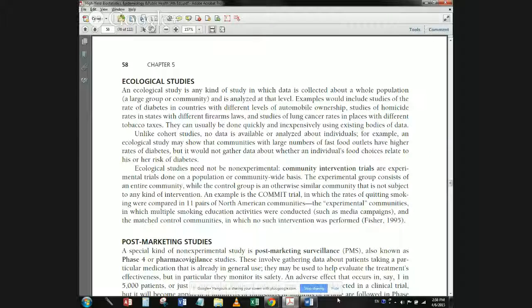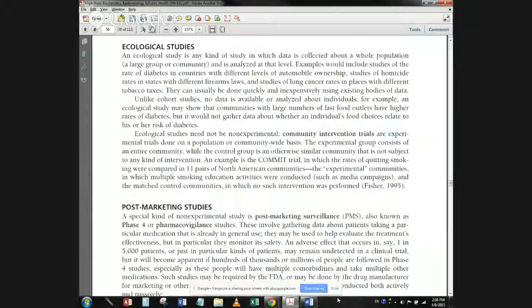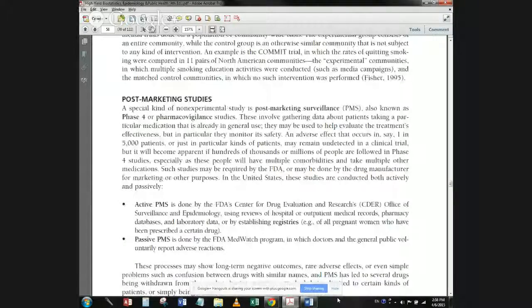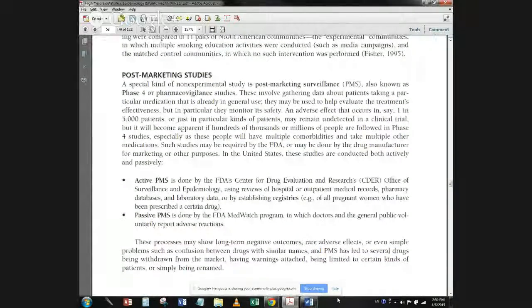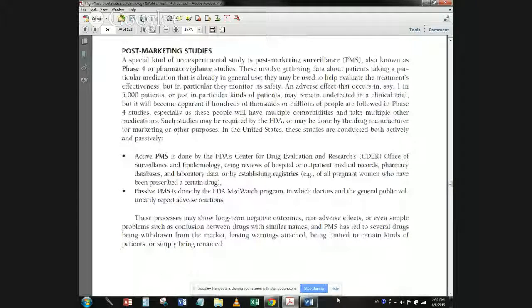Post marketing studies. A special kind of non-experimental study is post marketing surveillance, also known as Phase 4 or pharmacovigilance studies. These involve gathering data about patients taking a particular medication that is already in general use. They may be used to help evaluate the treatment's effectiveness, but in particular, they monitor its safety. An adverse effect that occurs in, say, 1 in 5,000 patients, or just in particular kinds of patients, may remain undetected in a clinical trial, but it will become apparent if hundreds of thousands or millions of people are followed in phase 4 studies, especially as these people will have multiple comorbidities and take multiple other medications.